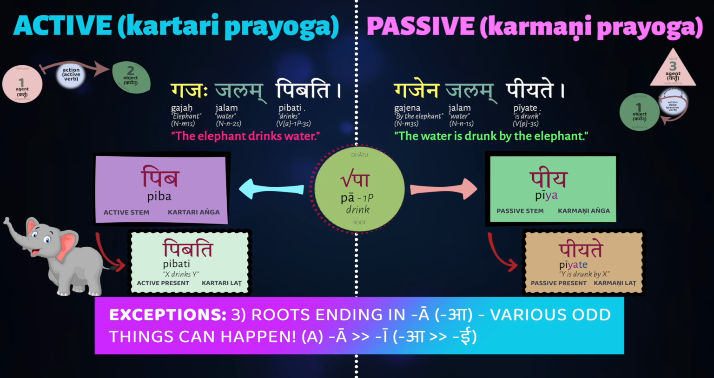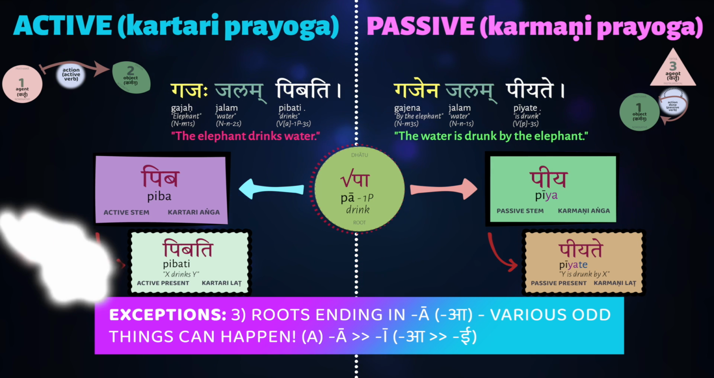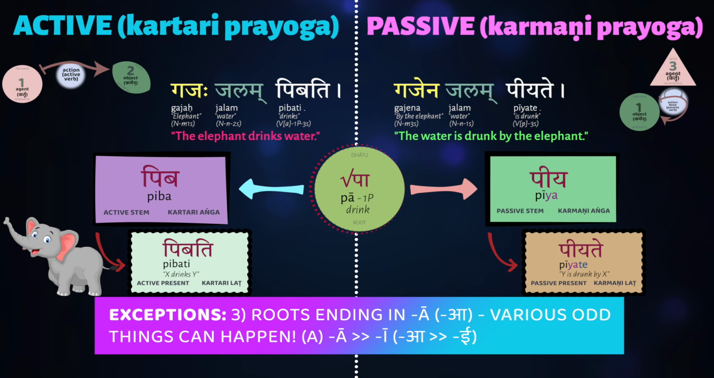Same with pa, pibati, meaning he, she, or it drinks. The passive stem will become piya. Gajaha jalam pibati, the elephant drinks water. Gajena jalam piyate, the water is being drunk by the elephant.